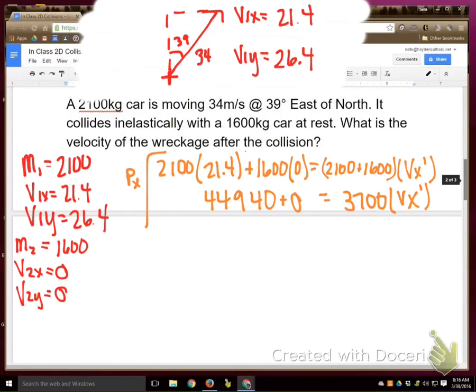We agree with those numbers so far? Yeah, okay. And then we're going to divide over that 3,700, which means we get V sub x prime to equal 12.15. Perfect. Okay, and since it's a positive in the x direction, it means we're going to be going east. Okay, that car's going to be going east, or the two cars, I guess. Okay, let's look at it in the y direction now.